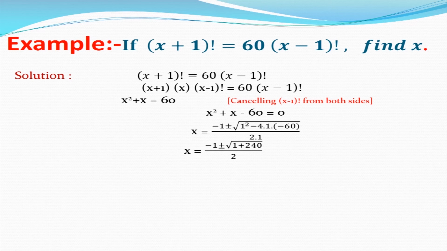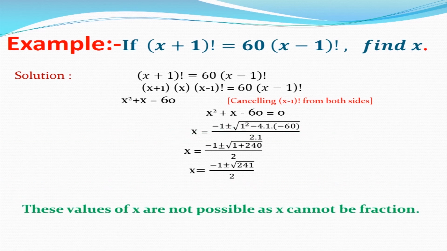That is, x square plus x minus 60 is equal to 0. By using discriminant formula, we get x is equal to minus 1 plus minus square root of 241 by 2. These values of x are not possible as x cannot be in fraction. From here, we can conclude that no value will satisfy the given equation. So, it was all about factorials.